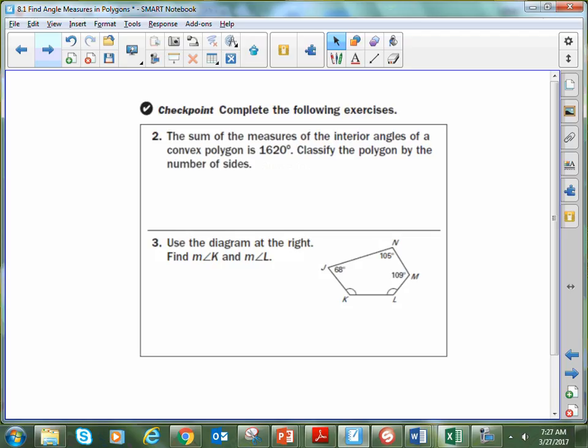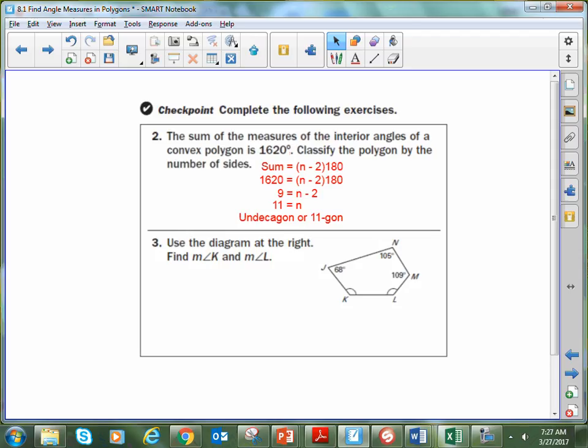Okay. So let's see here. The sum of the interior angles is 1,620. So again, I'm going to start off with our rule. It says n minus 2 times 180, and then substitute the 1620 for the sum, because that's what they were giving me. Divide both sides by 180, and then move the 2 over through addition, and I get 11 sides, which is called an undecagon, or you can simply refer to it as an 11-gon.